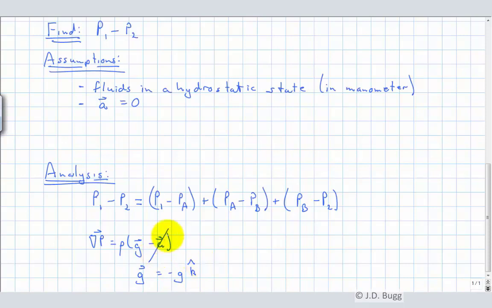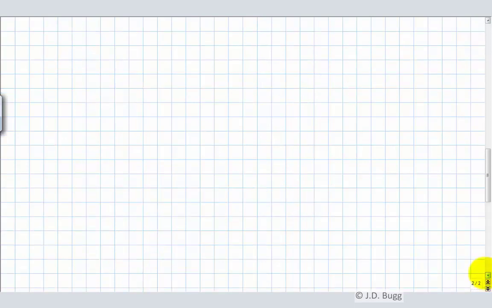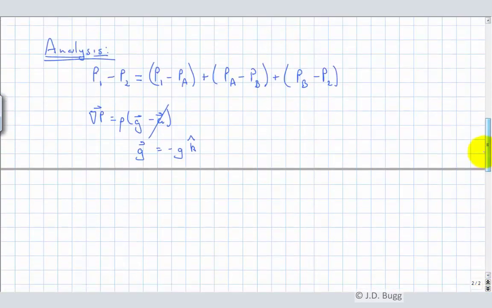So we got rid of the acceleration and we've identified what g is. Of course, these densities will be different in each manometer fluid. So the next thing we need to do is recognize that this equation has 3 components on the left-hand side, but on the right-hand side, the only component that's non-zero is k. So we can just simply extract the z component, and we get that.